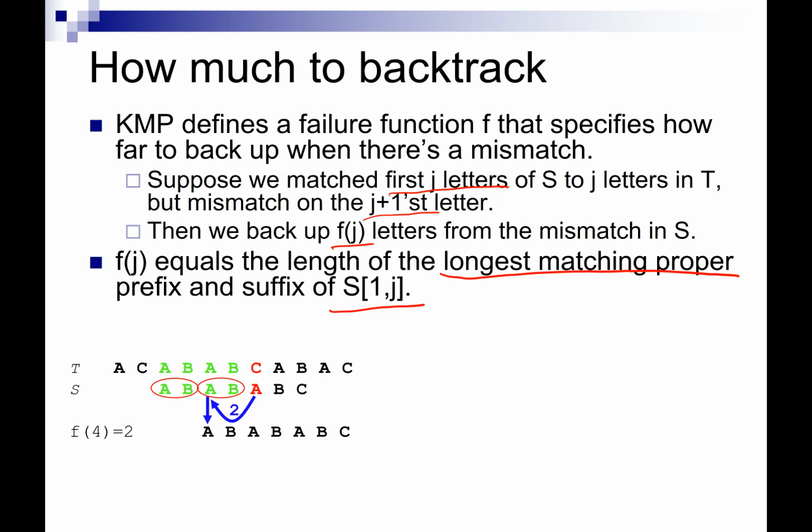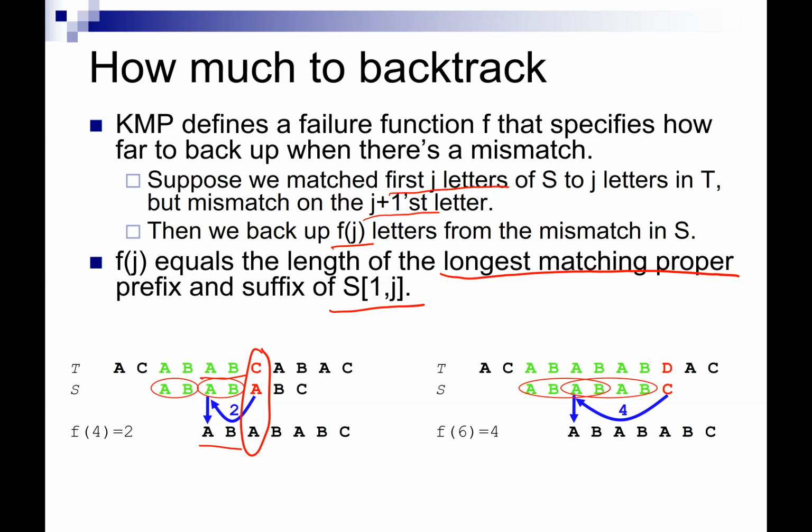So then we find that the longest matching proper prefix and suffix of s1j is going to be equal to 2. All right, so then we can back up s by 2 letters, and then we can continue matching from this location over here. And you see that there's no need to match these 2 letters of s and t anymore because we already know that they match.